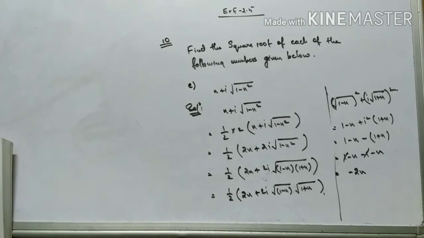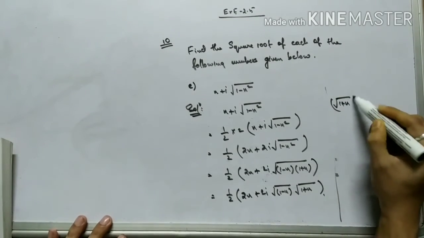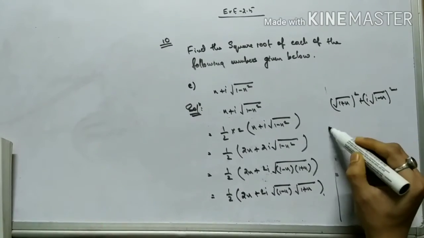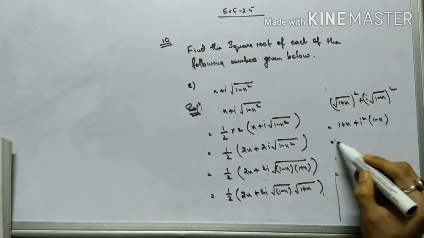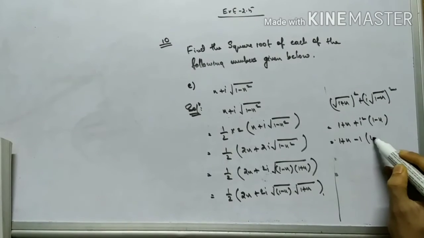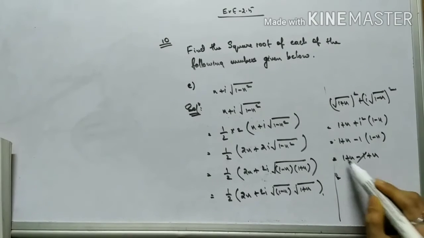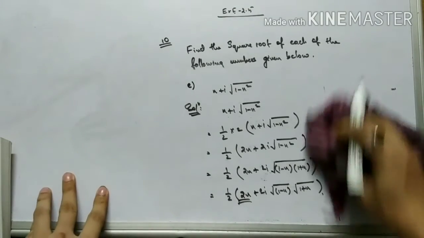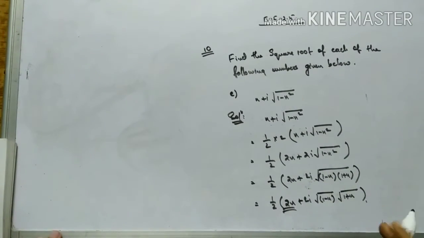So let me do one thing here. If I do this, root over 1 plus x the whole square plus i root over 1 minus x the whole square, let me see what I get. 1 plus x plus i square 1 minus x. 1 plus x minus 1, 1 minus x. 1 plus x minus 1 plus x. So this gives me 2x. Yes, this one I got, this gives me 2x. So therefore this whole thing I will write in this way. Let me show it in here.